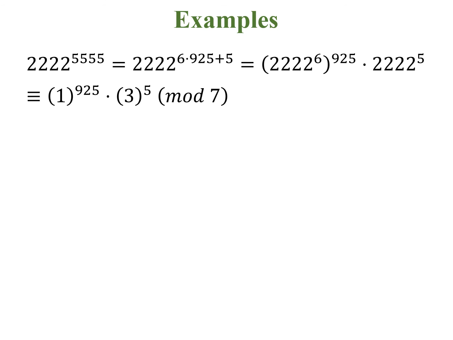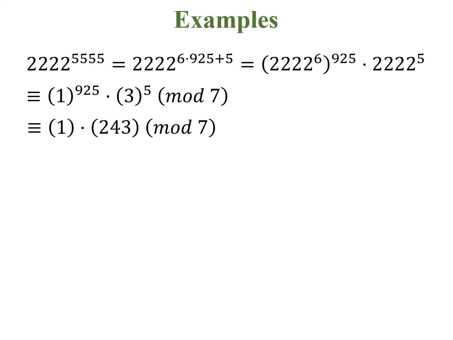So how can we get 3 raised to 5 here? Since 2222 is equal to 7 into 370 plus 3, 2222 is congruent to 3 modulo 7. So this can be replaced as congruent to 3 raised to 5 modulo 7. This 1 raised to 925 is 1 and 3 raised to 5 is 243 modulo 7. Now 1 into 243 is 243 modulo 7.